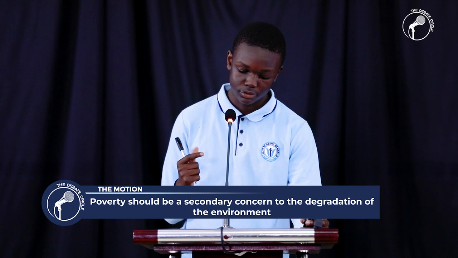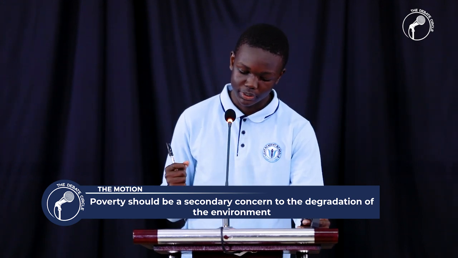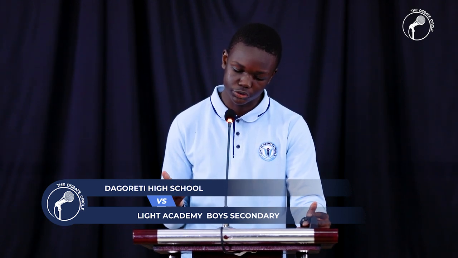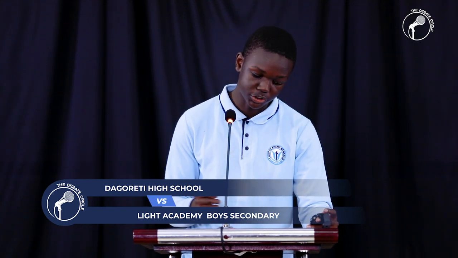Now, I would like to start with a rebuttal. The first proposing speaker came up and gave us problems that arise from poverty that affect environmental degradation. I beg to ask, doesn't this support our case, opposing the motion that poverty should be a secondary concern to the environment? Because he comes here and tells us the problems, then gives a vague solution. I think poverty should be a primary concern. Now, before I get more into that, let me give out the definitions. What is poverty?